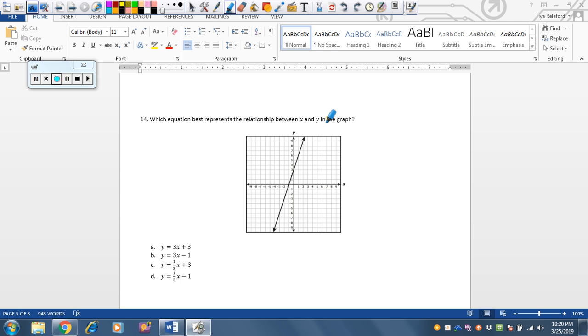Alright, we're going to highlight our y-intercept. This is the y, this is the x. Where the line crosses the y is your y-intercept. Any number or any equation that doesn't have +3 in it is wrong.